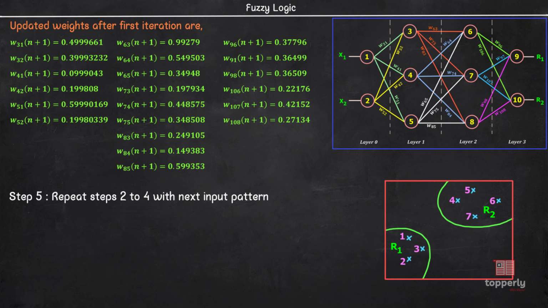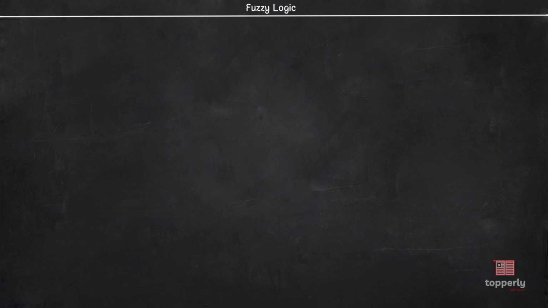Next, we will repeat the steps 2 to 4 using the second input pattern and update the weights again. This process is repeated until we cover all the input patterns first. After that, a test data point is used as input to see how well the neural network classifies it. If the neural network is performing satisfactorily, then it can be used to find the membership of any data points in the fuzzy sets R1 and R2. So this is the method of using neural networks to assign membership values to fuzzy variables.